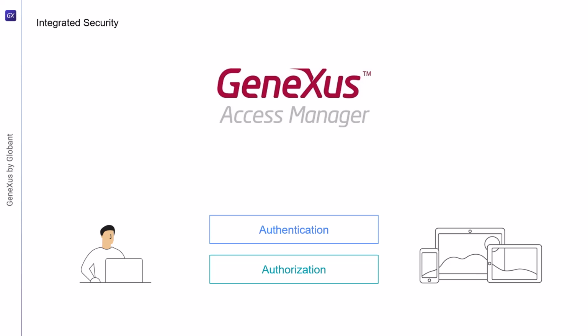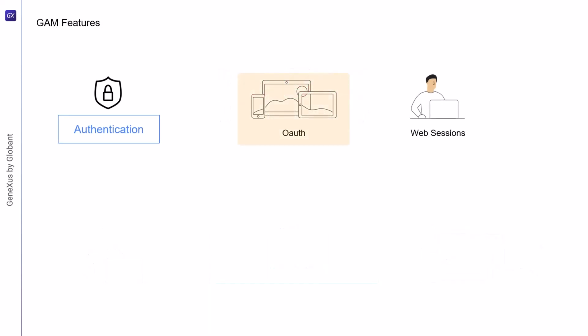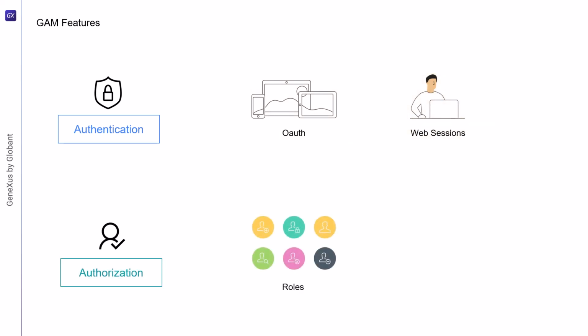GAM also provides a back office that allows creating users, permissions, security policies, and access to objects, among other things. In addition, it provides an API to access many of these features programmatically. To handle authentication on mobile devices, OAuth is used internally, unlike web applications, where web sessions are used. In the case of authorization, its implementation is based on roles.